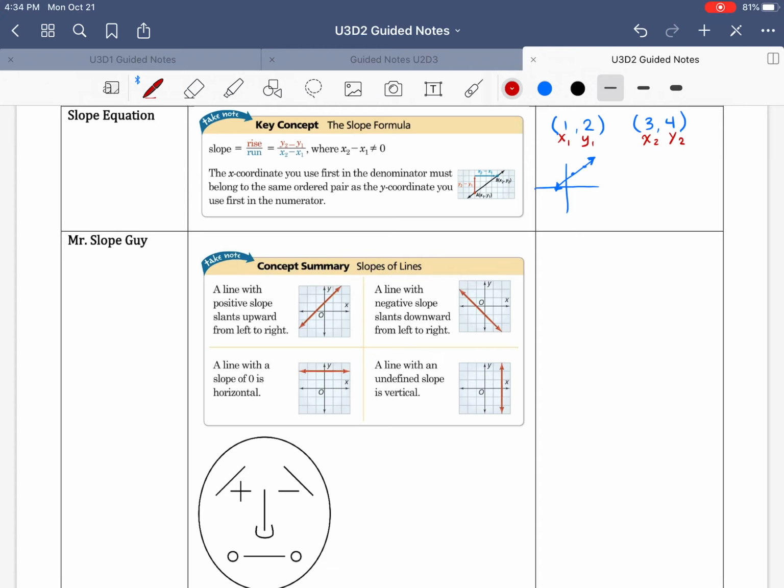A couple of things to keep an eye out for is remember your negatives, okay? You always have to have a negative in between your two y values and your two x values, even if you have a negative y or x value.